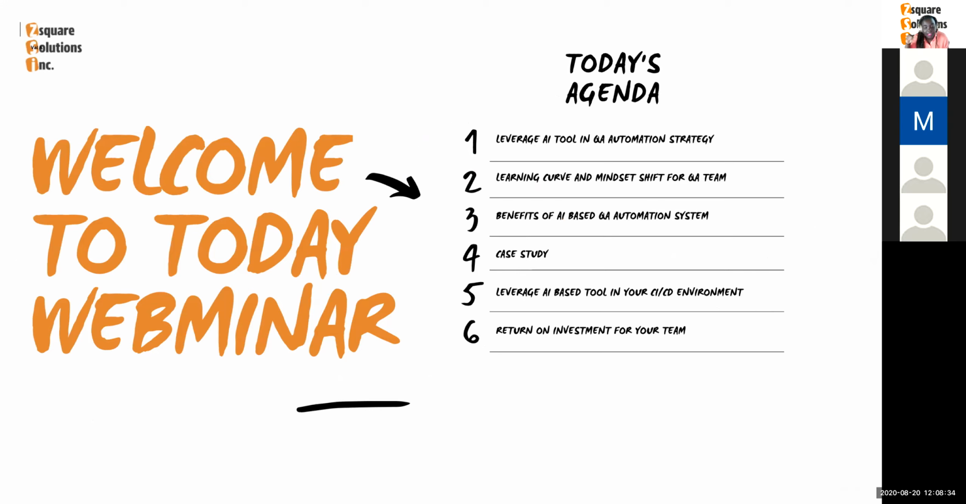because there's a lot to cover here, but I'm gonna hit the super important parts. So how do we leverage AI tools in QA automation strategy? Then I'm gonna talk about the learning curve and the mindset shift that is necessary for your QA team. And then I'll discuss some key benefits that AI-based QA automation systems provide. And then we'll dive into a case study that I have experienced.